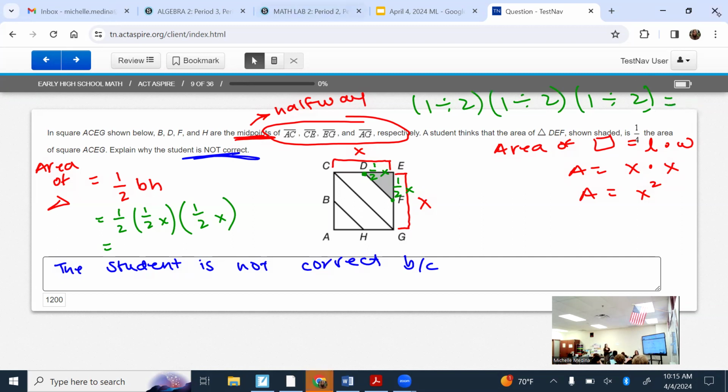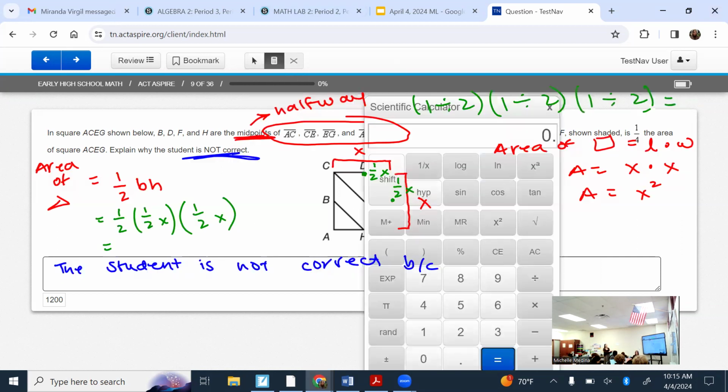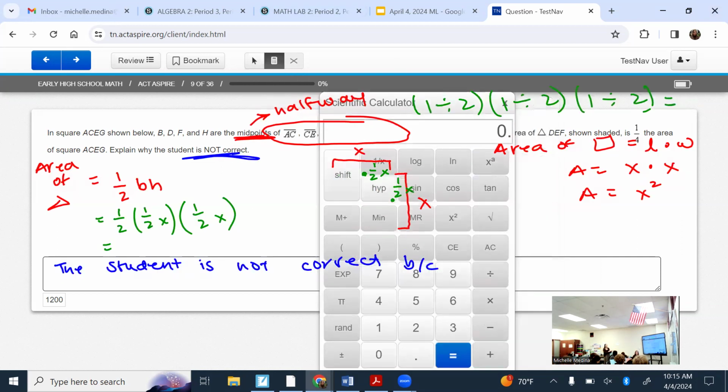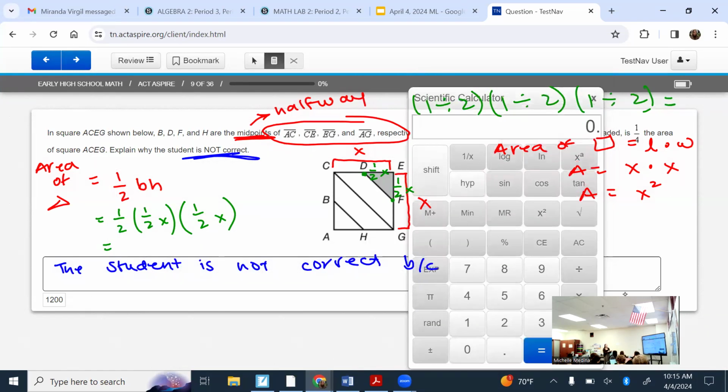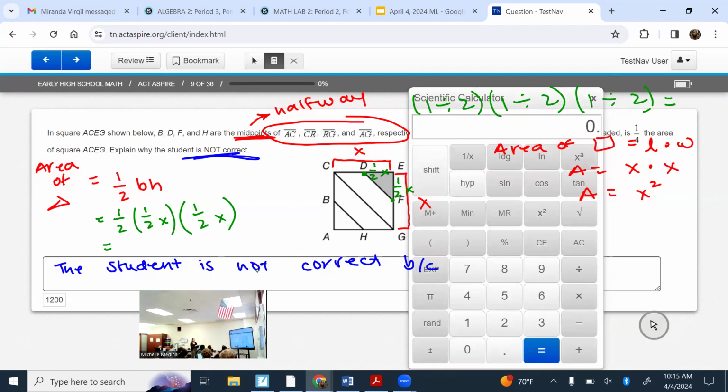But if I'm stuck using this one, because I didn't bring my own, and it's gonna look ugly because I'm writing everywhere on the screen right now, I have to do 0.5, which is the same as 1/2, times 0.5 times 0.5. I get this decimal. Is this decimal the same as 1/4? It's not. Do you guys know what fraction that's equivalent to?